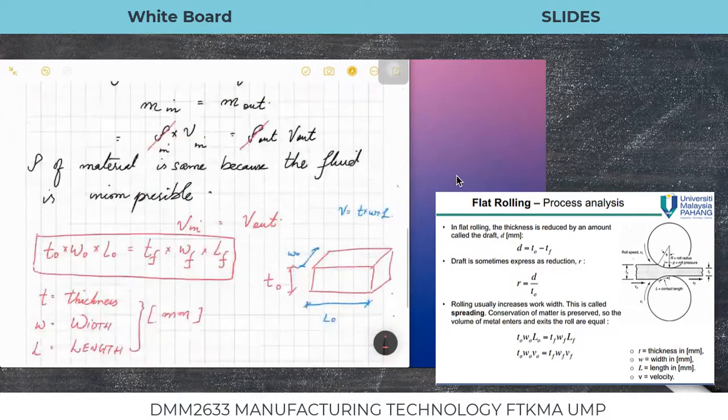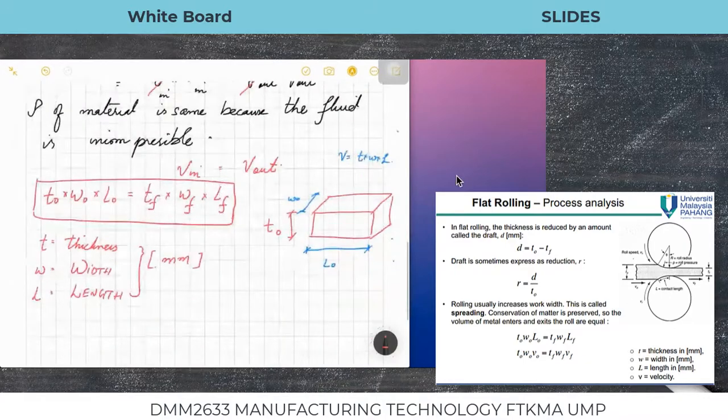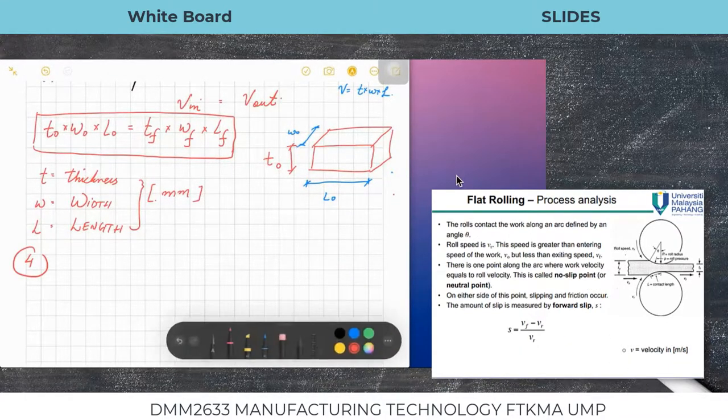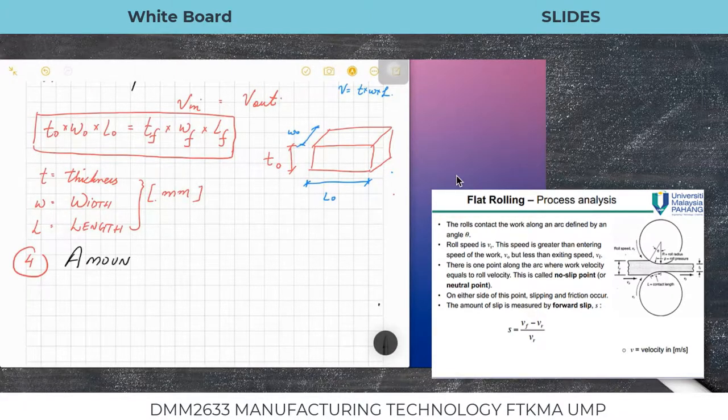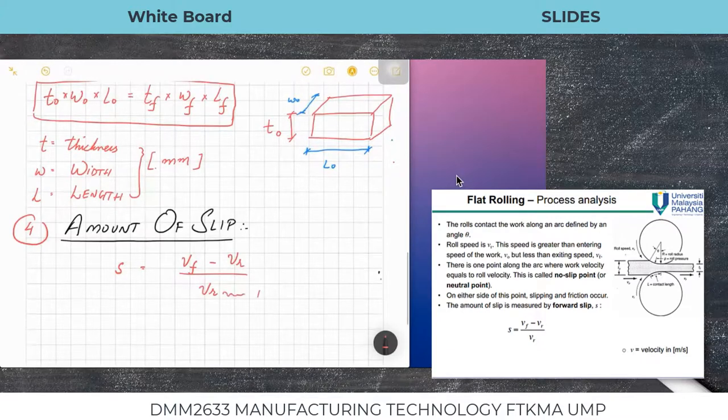However, because slipping occurs, we need to measure the amount of slip. Number four, amount of slip. The amount of slip which occurs during the rolling process is denoted by small s. Small s is equal to the final velocity minus the roll velocity, whole divided by the roll velocity, where Vr is the roll velocity. This slip s has no unit. It is only a ratio of how much slipping is occurring during the rolling process. The unit of velocity is meter per second. Okay, let's move on.